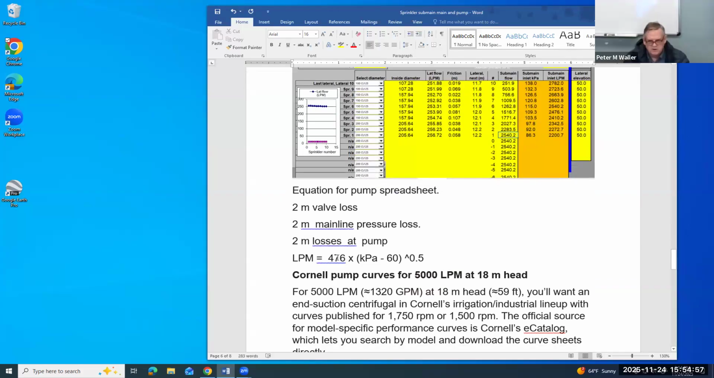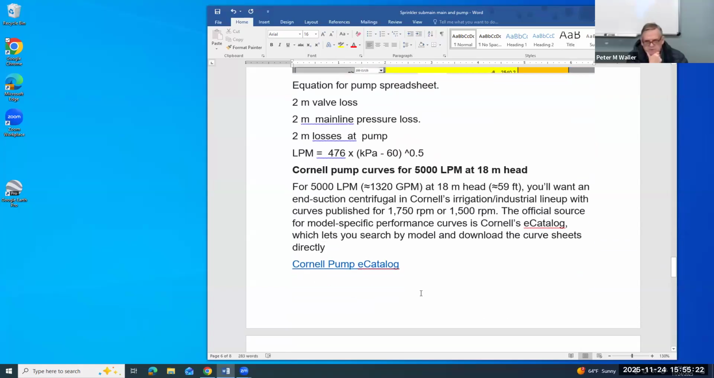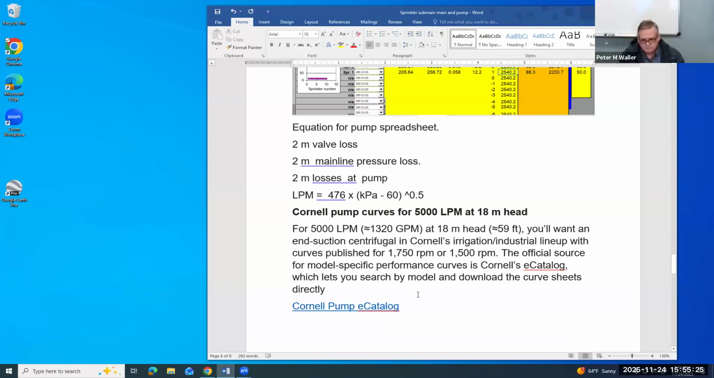That might be a little low, but actually in the chapter, it shows you how to calculate exactly what the losses are. So here's my equation. If I have 6 meters of loss, then my kPascals, that's equal to 60 kPascals. So here would be an equation that expresses my flow. kPascals at the pump minus 60 to the 0.5 times 476. Anyway, now I need to pick a pump. And so what we need to do is find a pump that pumps 5,000 liters per minute or 1,320 gallons per minute. I asked this to AI.